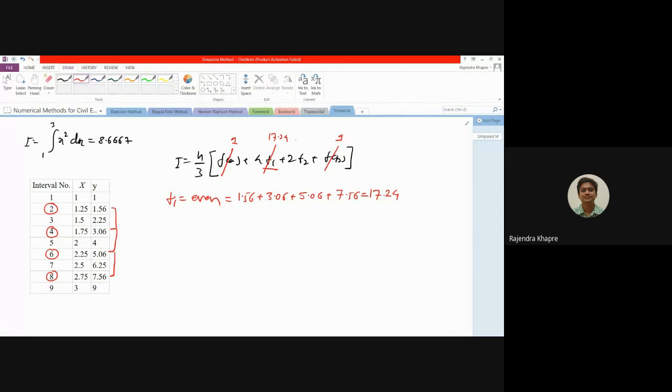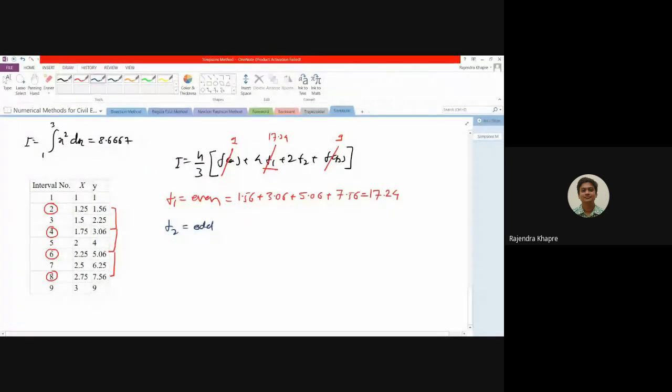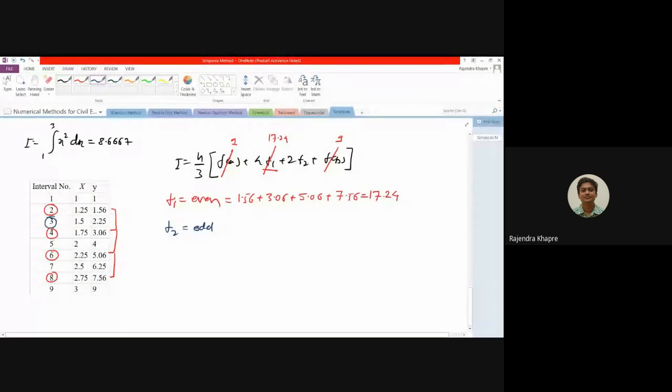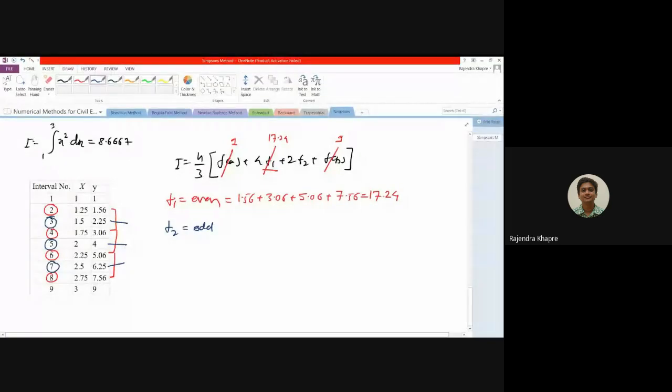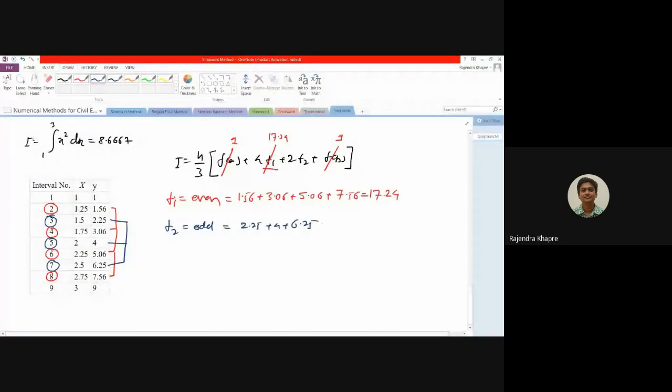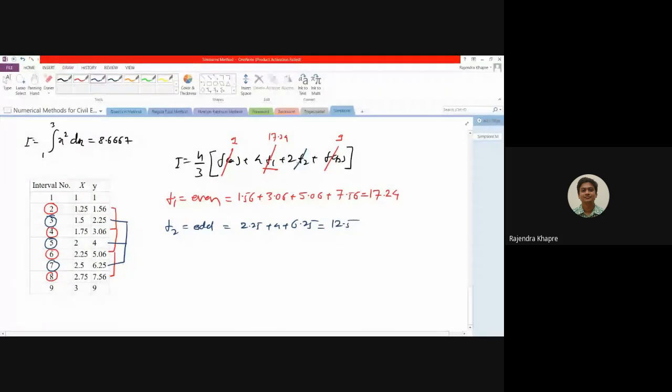Yes, sir, correct. Okay, good. Now as far as your T2 is concerned, T2 is nothing but the odd terms. So these are the odd terms, that is 3, 5 and 7. Now you have to add these values: 2.25 plus 4 plus 6.25. How much is this? 12.5. So this T2 value is nothing but 12.5.